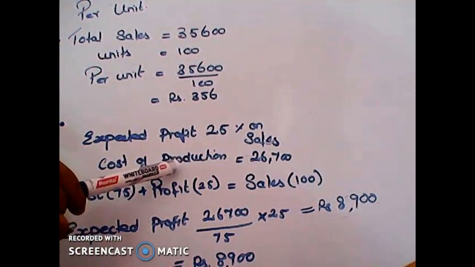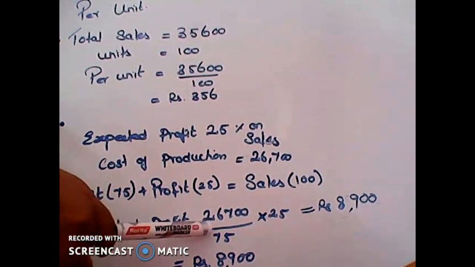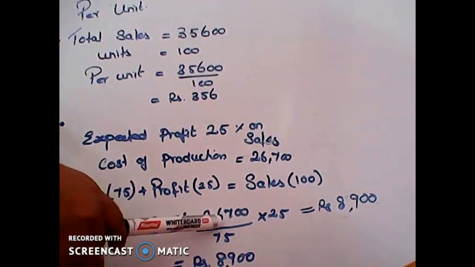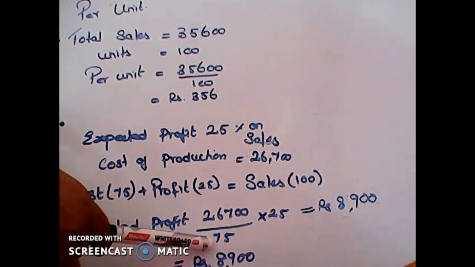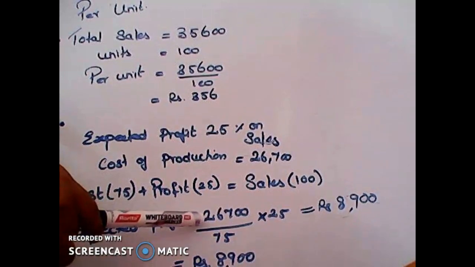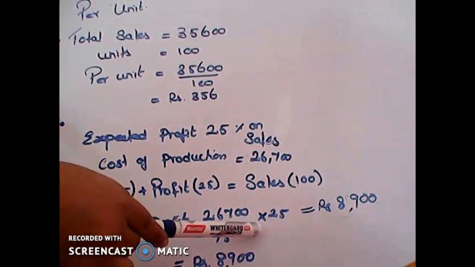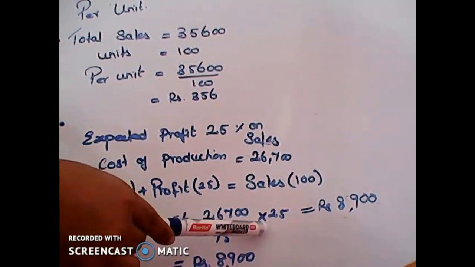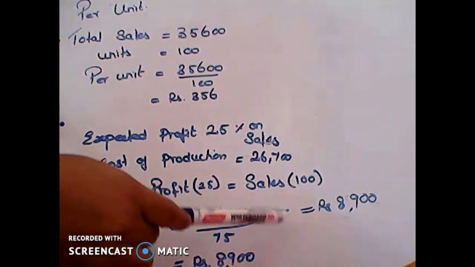Here, what is the cost of production? With this cost of production, we are going to calculate the expected profit of 25%. The cost of production is 26,700 for 75% of the cost, so what will be the amount for 25% profit? It is rupees 8,900.